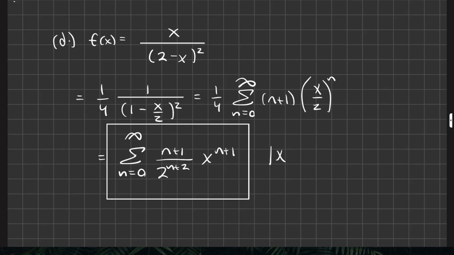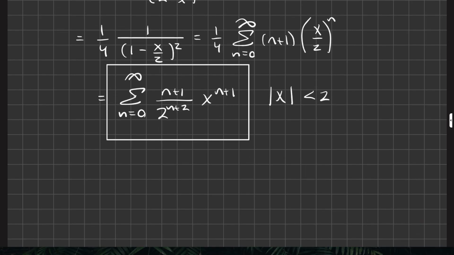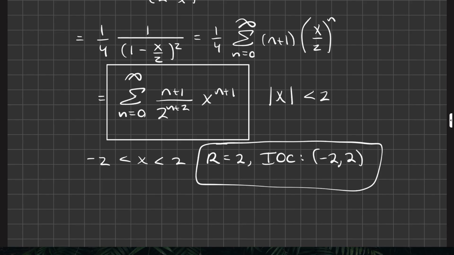Similarly, we have absolute value of x less than 2, so our boundary is actually -2 to 2, and these are our endpoints. So our radius is 2, and it turns out the interval of convergence is -2 to 2, exclusive, because it diverges at both endpoints.